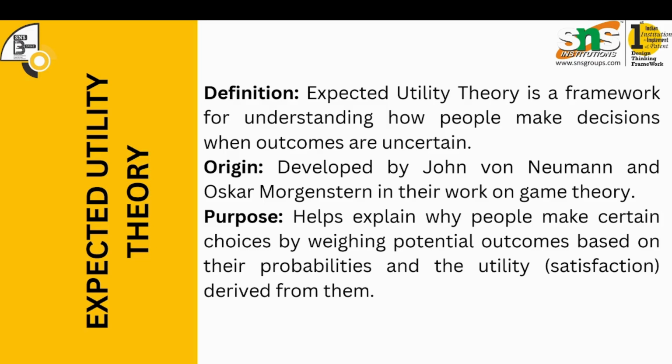This theory was developed by John von Neumann and Oscar Morgenstern in their work on game theory. So, as they were working on game theory, this theory eventually emerged. The major purpose of this theory is to explain why people make certain choices by weighing potential outcomes based on their probability and the utility derived from them.